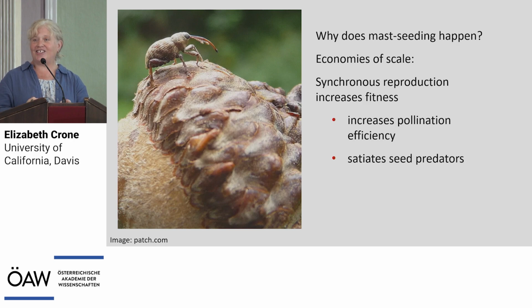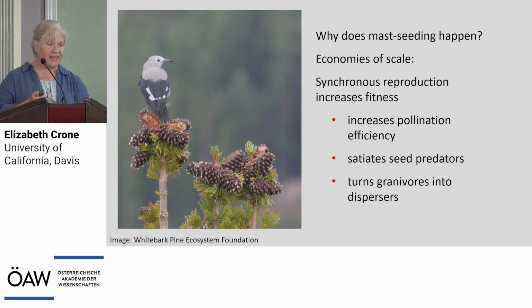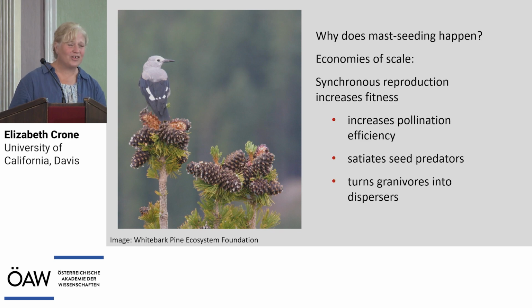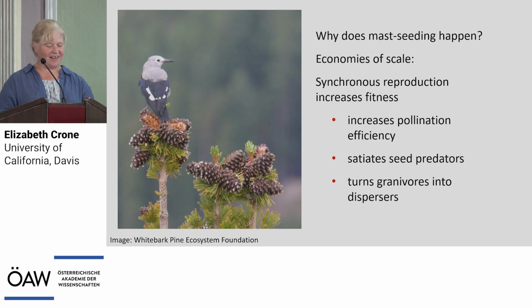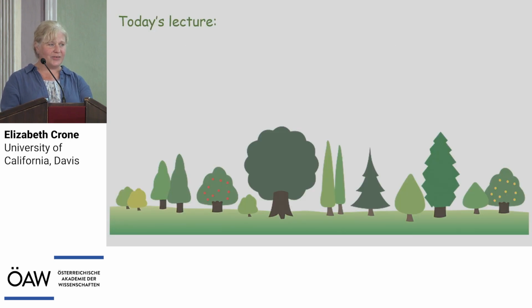Seed production also satiates seed predators, both little predators, pre-dispersal, like the acorn weevil shown here, and potentially larger seed predators. And it can also turn granivores into dispersers, so seed caching animals, like the Clark's nutcracker, the jay shown here, or some mice and chipmunks, will eat all the seeds they collect in a low seed year, but will overcache and effectively plant. They're not just dispersers, they're farmers in high seed years. So this is in a broad sense why it happens, and we're going to look in a little bit more detail at these mechanisms as the talk continues.